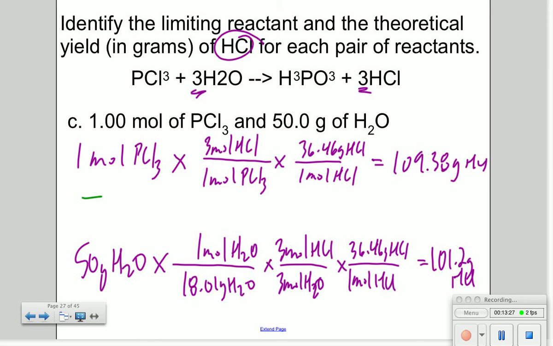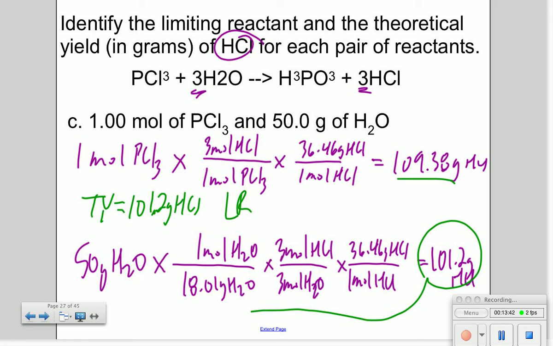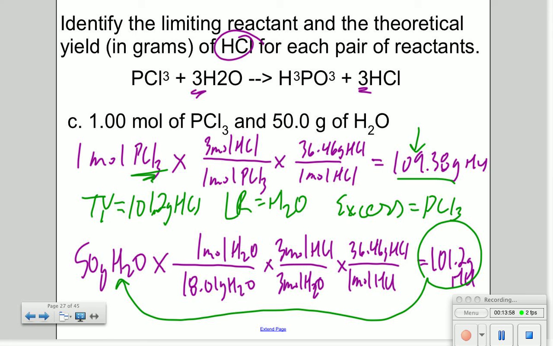Okay, here we go. Theoretical yields. Which one's your lowest? 109 or 101? Well, it's 101. So my theoretical yield is 101.2 grams of hydrochloric acid. What is my limiting reactant? Well, what did I start with for this lowest value? That would be water. What is your excess? Here's your greater number here. I look at what I started with, and that would be PCl3. Okay, so that's today's lesson on theoretical yields and limiting reactants.